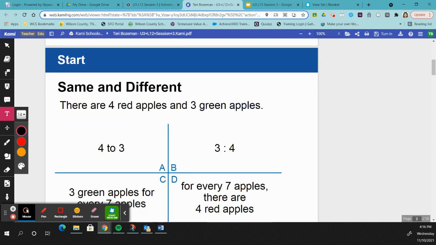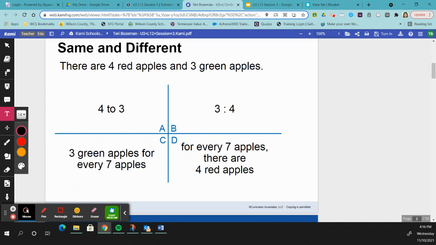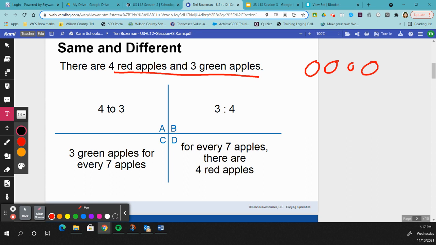All right, same and different. So there are 4 red apples and 3 green apples. You have to decide, are any of these the same or any of these different? So we can create ratios with this information. 4 red apples, 3 green. So red apples, I have 4, right? Green, I have 3. I have a total of 3 plus 4 would be 7, right? 7 apples. So I can create ratios of red to green, green to red, red to total, green to total, etc.